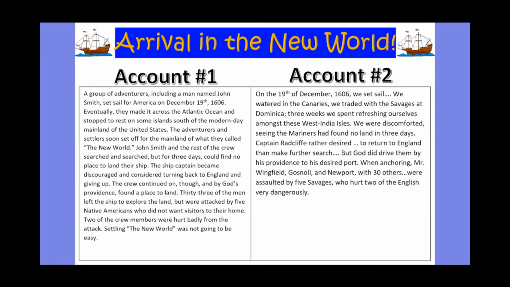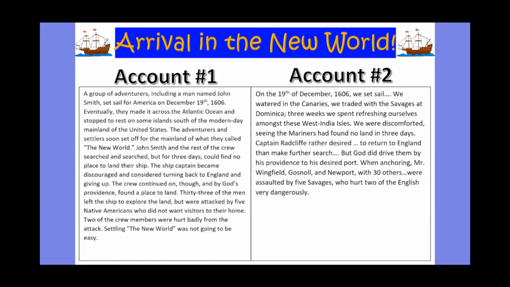All right, so at this point, hit pause and decide which account is our secondhand account. Before you can do that, figure out what point of view each one is written in. And you can look for your clue words and write those down. On your graphic organizer, that would be on the right-hand side. So hit pause and do that now.